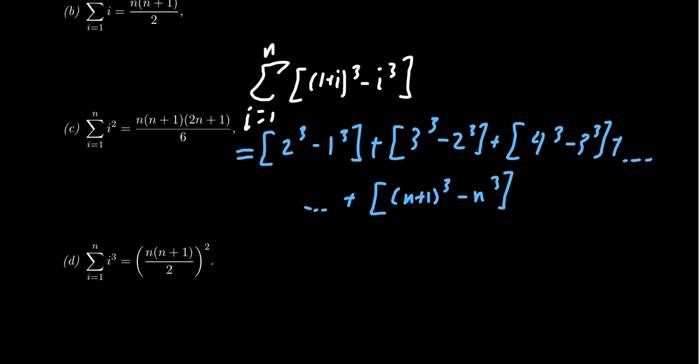So each of the terms in this sum have two pieces to them. So this is our first term, this is our second term, this is our third term, and this will continue on until our nth term right here. And so that's how these things are going to break up.